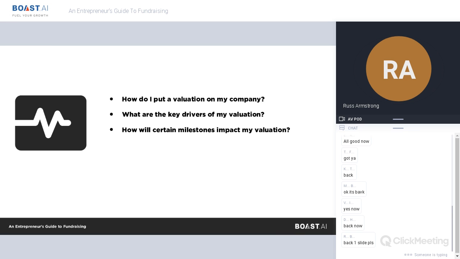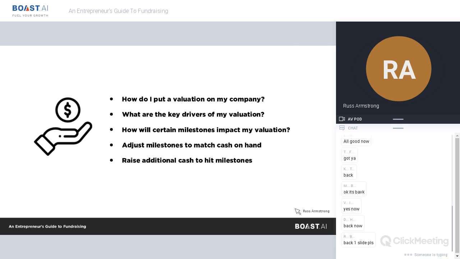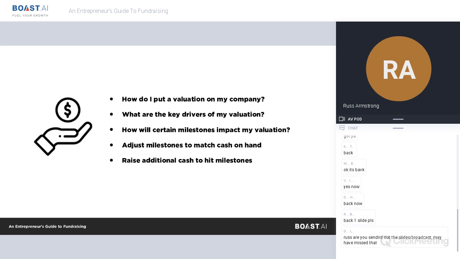All of these are important to the impact of how your company is going to grow and your raising life cycle. And obviously you have your options because of the uncertainties that are going on, where you might need to adjust your milestones to match your cash on hand, or your alternative is obviously raise additional cash to hit those milestones.